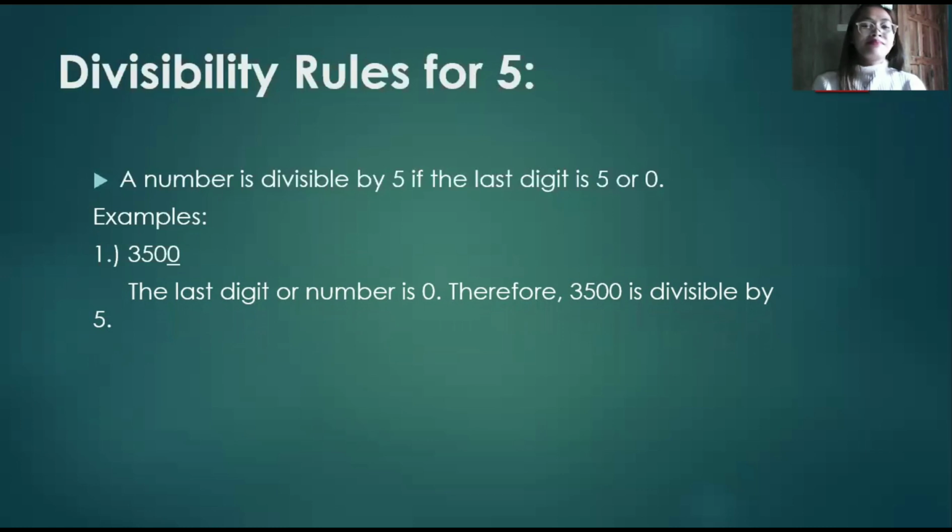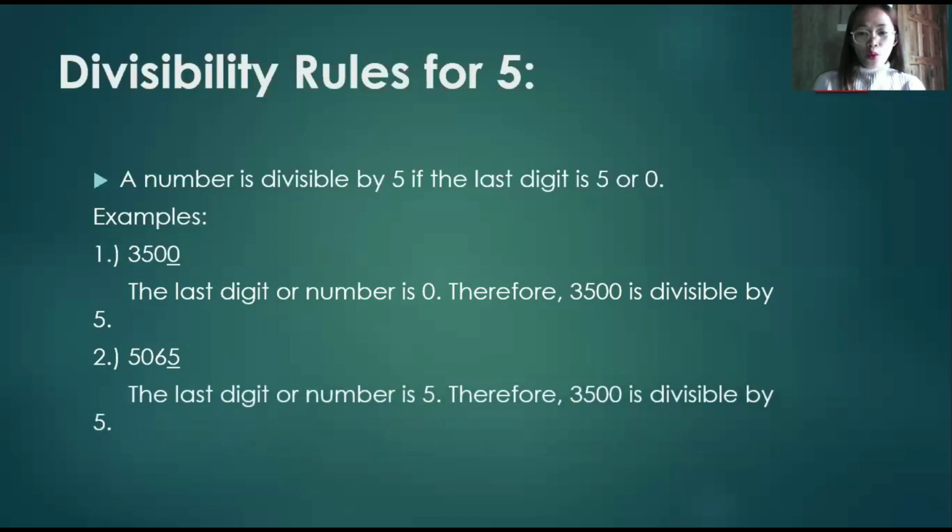Very good. Okay, another example, 5,065. Look at the last number. What is the last digit or the last number? Okay, the last number is 5. So, meaning to say, it is 5. Therefore, 5,065 is divisible by 5.